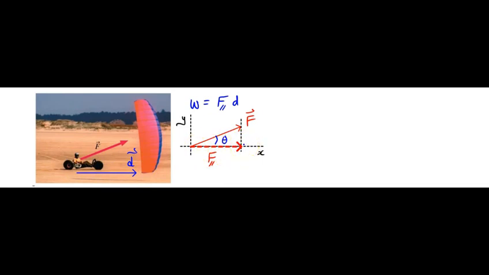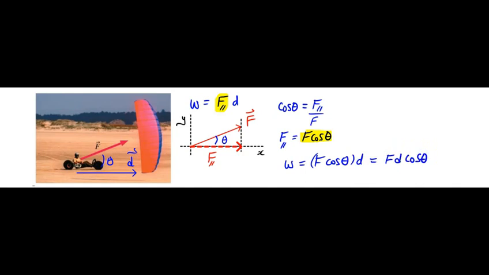And what trig ratio would you use that involves the hypotenuse of this triangle, which is F, usually what's given in the problem, and theta, which is also usually given? Well, that would be cosine theta. Cosine theta is the adjacent side, F parallel, divided by the hypotenuse, which is F. So F parallel is equal to F times cosine theta. If we now replace this here, we get work is equal to F times cosine theta times the distance d. And this is usually written as F times d times cosine theta.